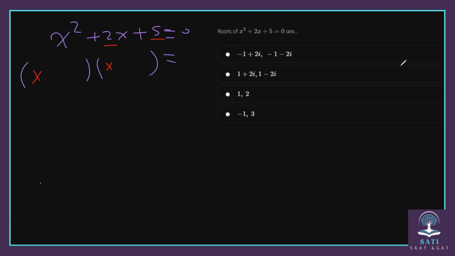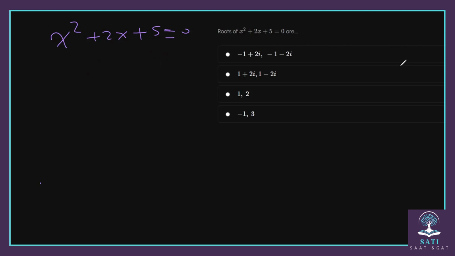When you multiply them, you get 5, and when you add them, you get 2. Is it easy or hard? It's hard. So in such cases, this way cannot be used. So how can I solve it then?